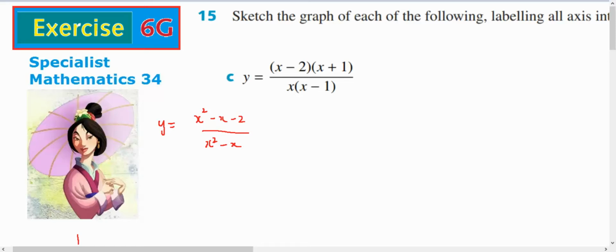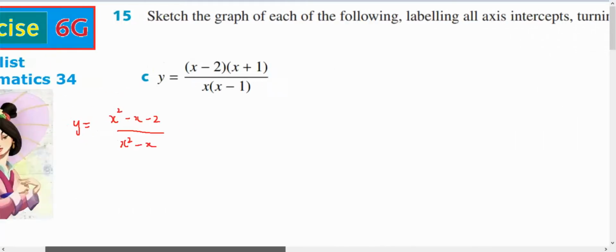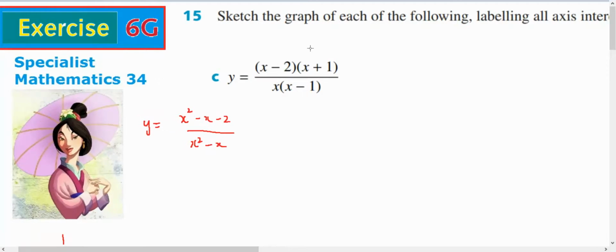This is for Year 12 Specialist. It comes out of 6G. It's 15C. Sketch the graph of the following, labeling the x-intercepts, turning points and asymptotes. And here it is here.